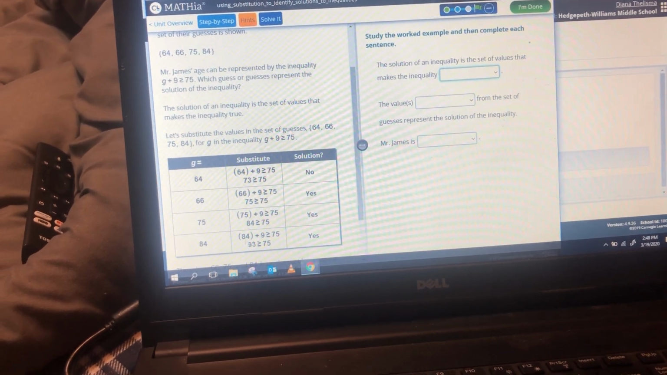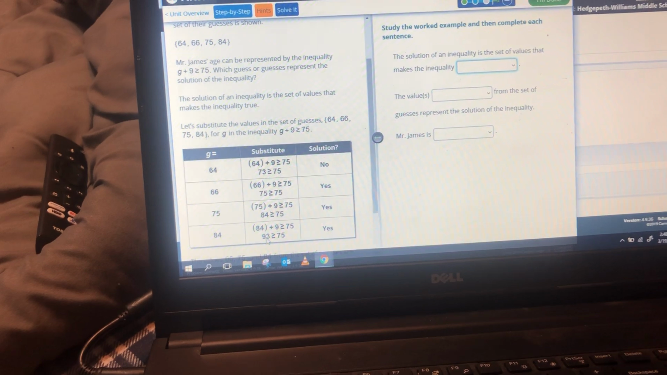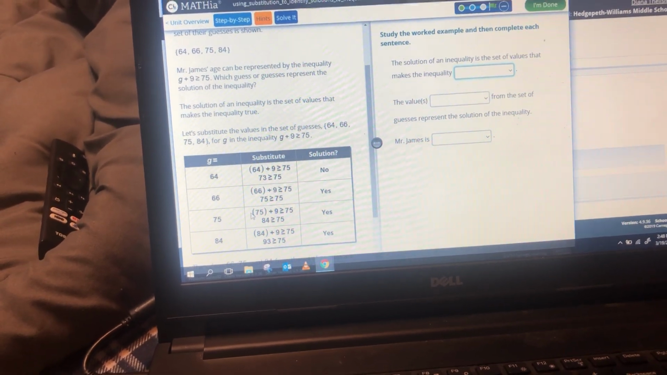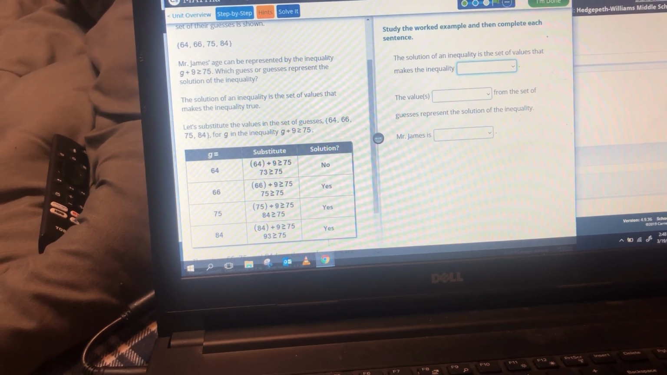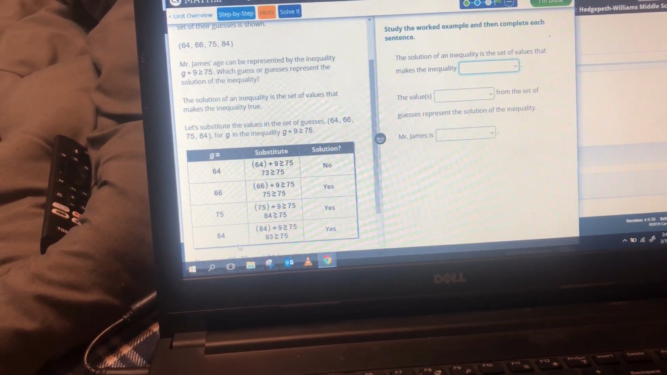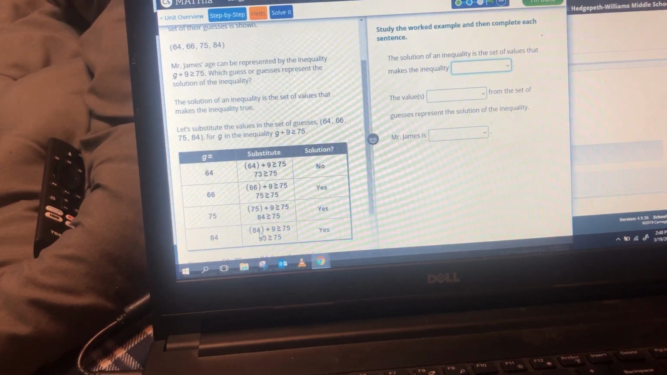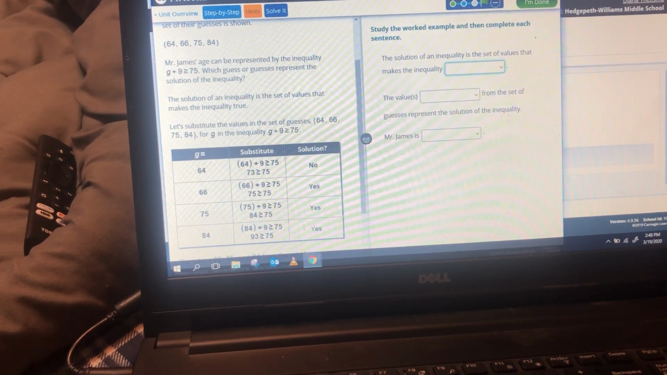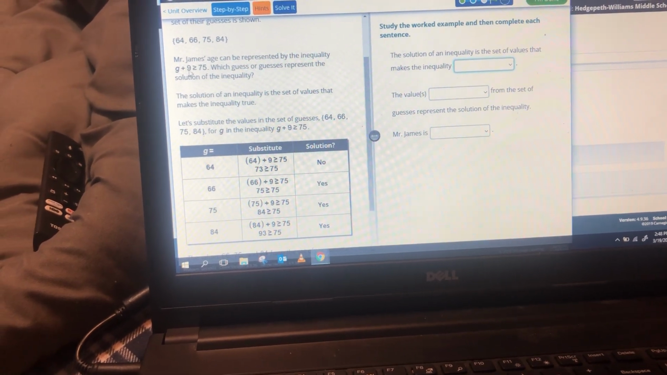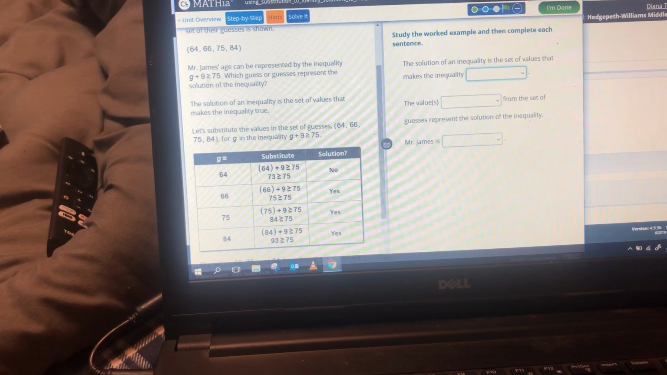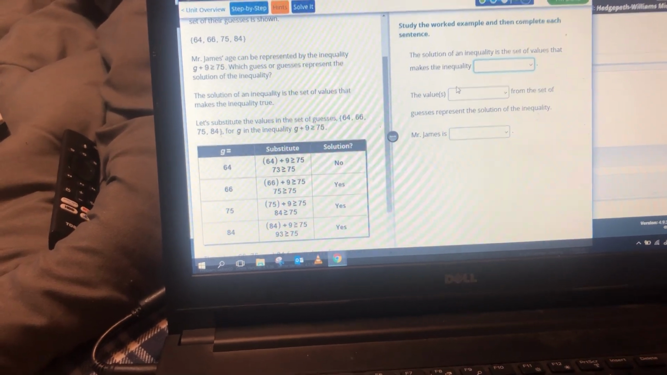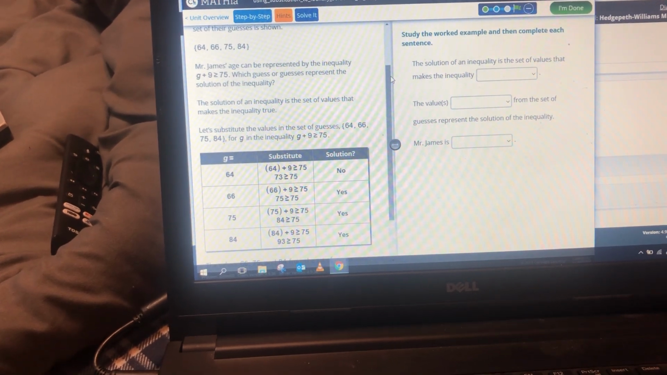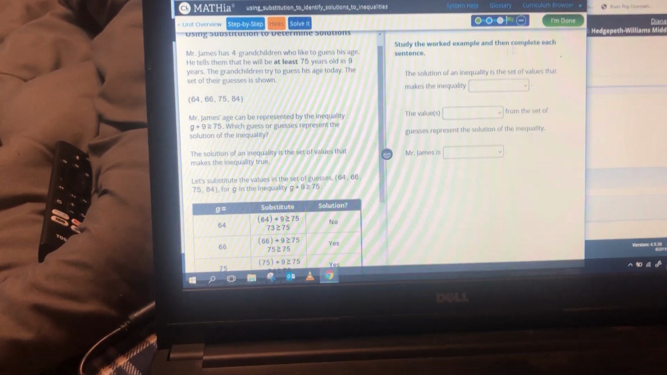And then the last one, which is 84. 84 plus 9, which is 93. 93 is greater than 75. So when you plug in 84 for G, it gives you 93. So 84 is a solution for this inequality G plus 9 greater than or equal to 75. So over here, study the work example and then complete each sentence.